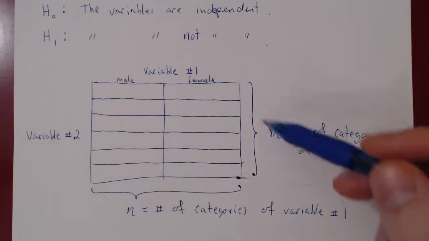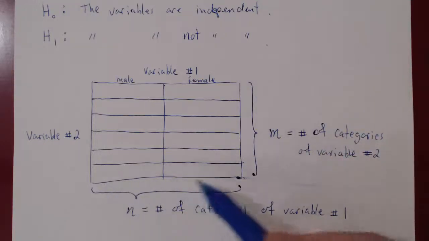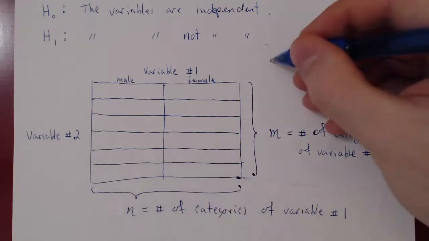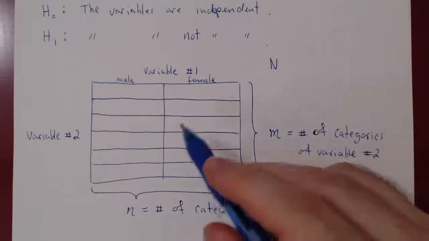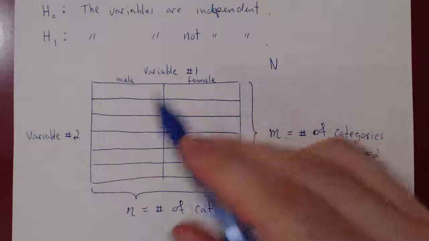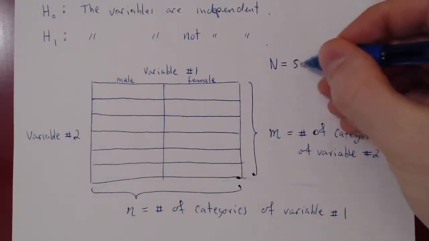Since we use lowercase m for the number of rows and lowercase n for the number of columns of our table, we will use now uppercase N for our sample size. Suppose we sampled a total of 200 people, then that would be our uppercase N. So this would be our sample size.